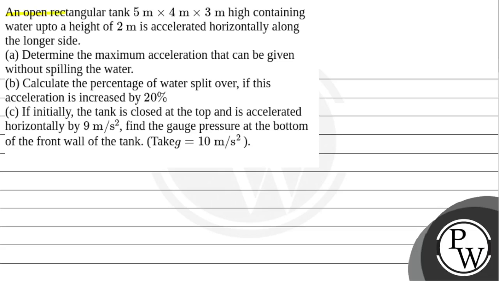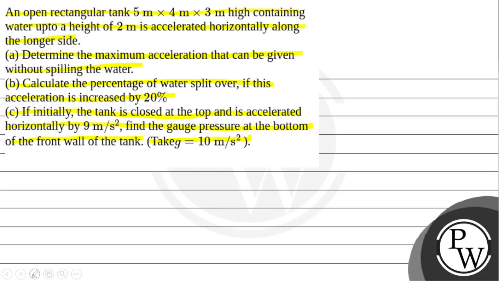An open rectangular tank 5 meter into 4 meter into 3 meter height containing water up to a height of 2 meters is accelerated horizontally along the longer side. A. Determine the maximum acceleration that can be given without spilling the water. B. Calculate the percentage of water spilt over if this acceleration is increased by 20%. C. If initially the tank is closed at the top and is accelerated horizontally by 9 meters per second square, find the gauge pressure at the bottom of the front wall of the tank. Take g is equal to 10 meters per second square.